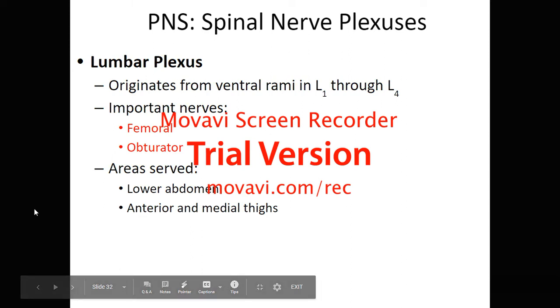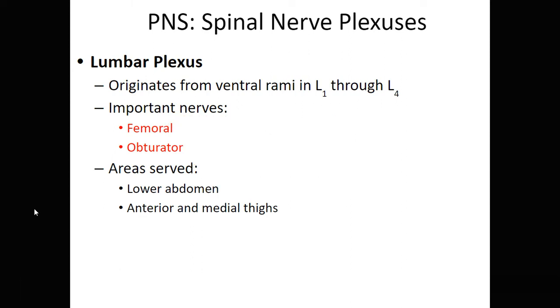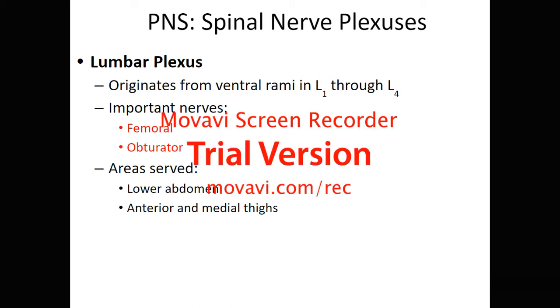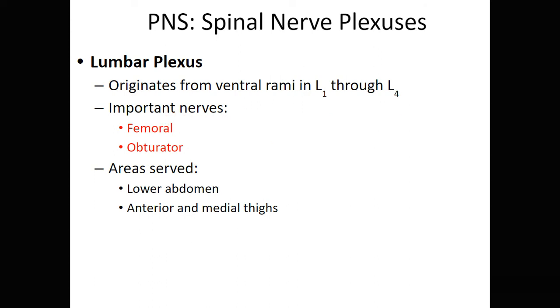All right, the lumbar plexus originates from ventral rami in L1 through L4. Important nerves in this area are the femoral and the obturator nerves. So areas that these nerves serve are the lower abdomen and the anterior and medial thighs.